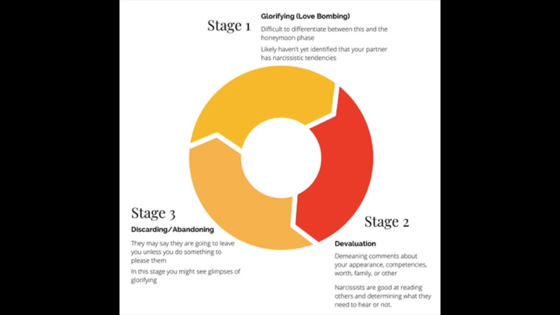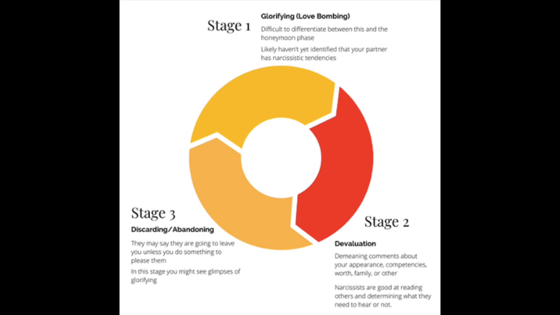Stage two is the devaluation. This is where the abuse occurs. They'll say they never really needed you, you do nothing for them, all these terrible things. So you start feeling that your worth is going down, so you don't want to be around this person anymore.